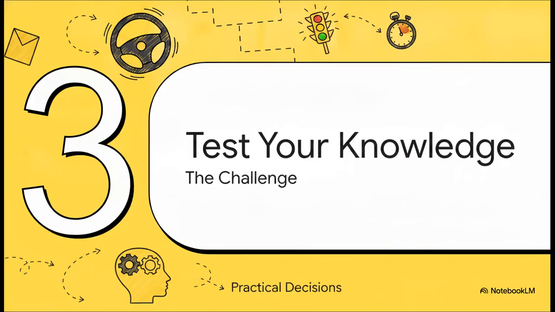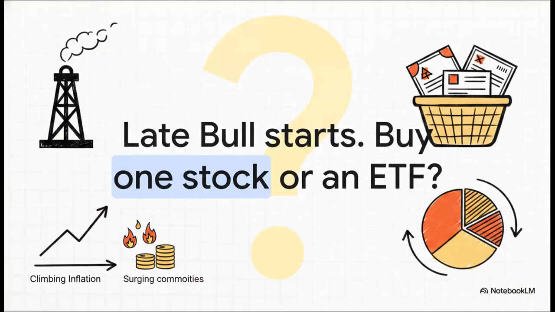Section 3. The Challenge. Test your knowledge. All right, let's put you in the driver's seat. Here's your scenario. You're analyzing the data, and you believe the late bull phase is starting. Inflation is climbing, commodities are surging. What do you do? Do you buy one single energy stock, or do you buy an energy sector ETF, or maybe a 3-stock basket? I'll give you a second to lock in your answer.